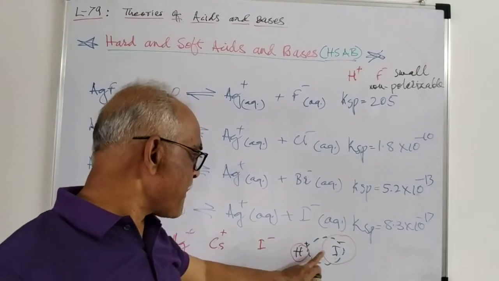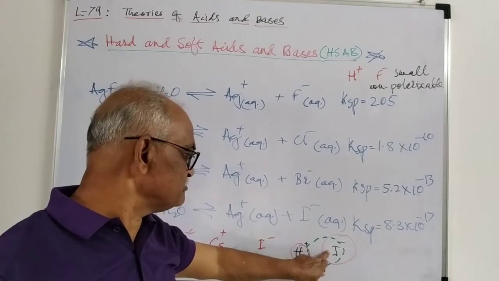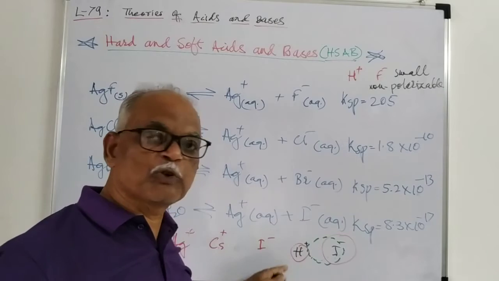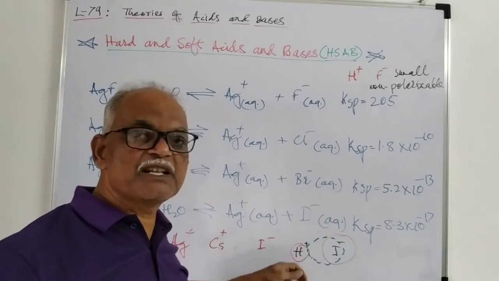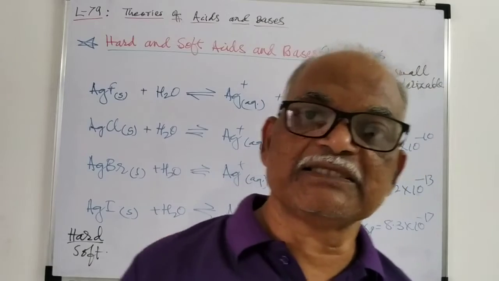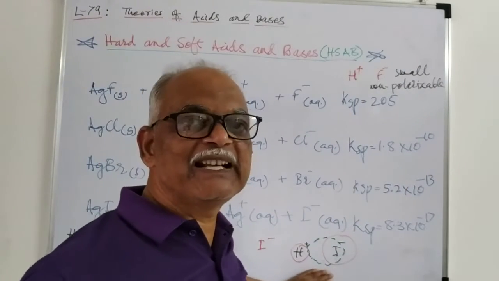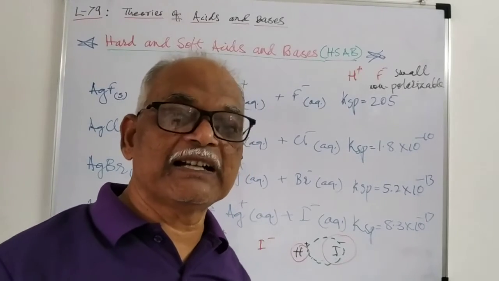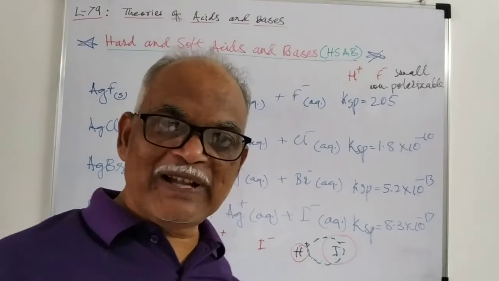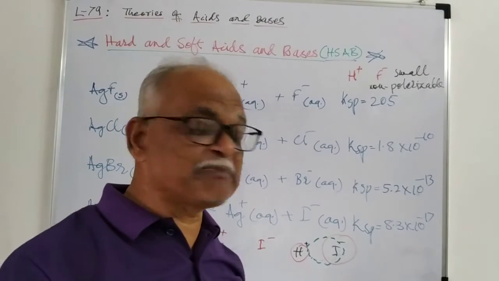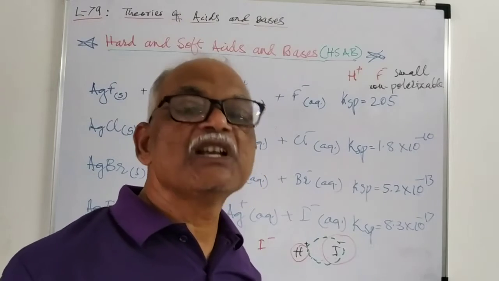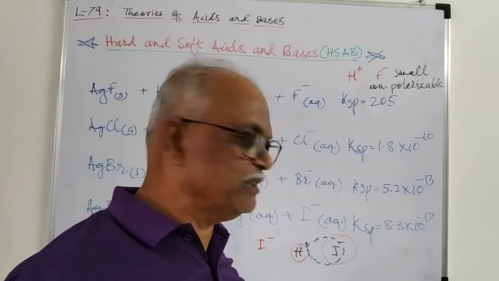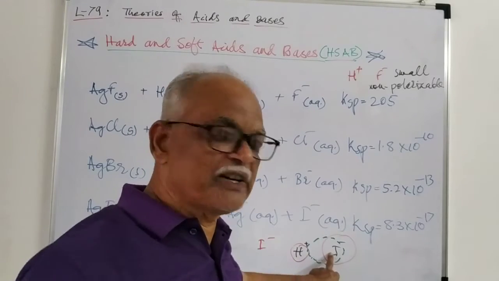But in this other case, the electron cloud is not stationary or stable on the ion, but is pushed towards H plus. So it is polarized, and because of this, it imparts covalent character. So the bond is not completely ionic, but acquires some covalent character. The magnitude of covalent character acquired depends upon the size of I minus, or any ion, and the charge on it.